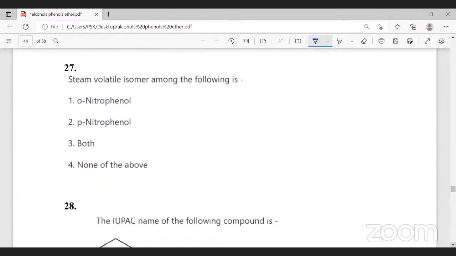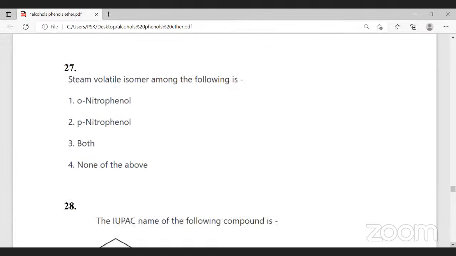Next question. Steam volatile isomer among the following: orthonitrophenol, paranitrophenol, both, and none of the above. See, steam volatile. In case of orthonitrophenol, there is a bonding called intramolecular hydrogen bonding. So bonding within the molecule.